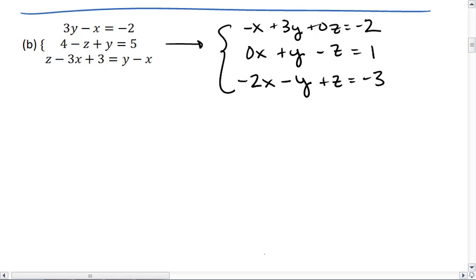For this bottom equation, if you ended up getting the opposite signs on all your numbers, so if you got 2x plus y minus z equals positive 3, that's all right too. They're the same exact equation.